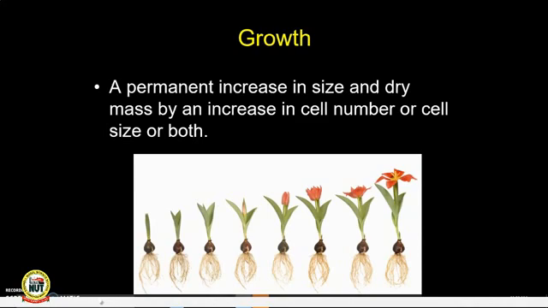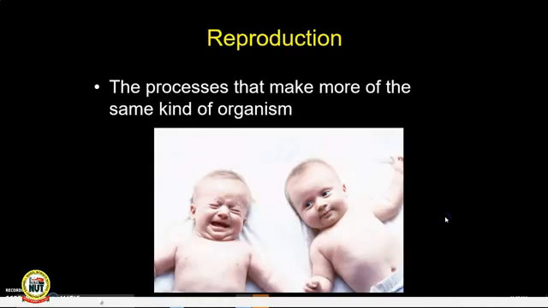Growth. A permanent increase in size and dry mass by an increase in cell number or cell size or both. A permanent increase that cannot be decreased again after the increase in size, either height or dry mass, weight, by an increase in cell number. It means the cells will multiply, or the cell size will grow bigger, or both. That is what we refer to as growth.